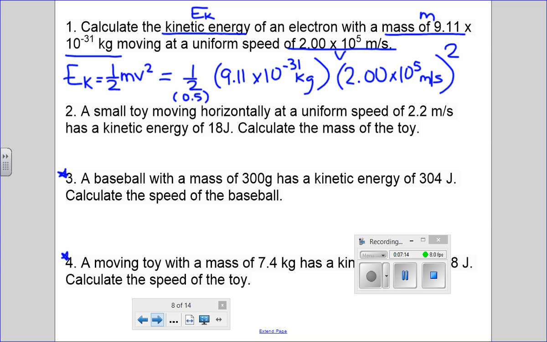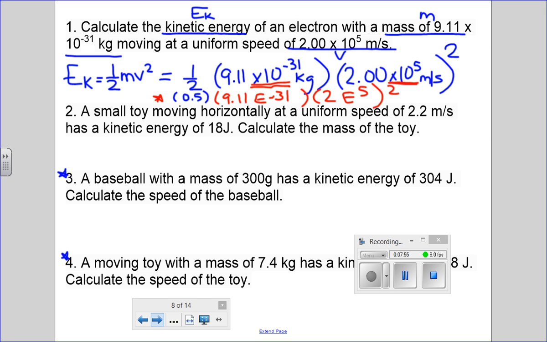So when you type this into your calculator, you really need to be careful when you're using scientific notation. It's a constant struggle, I think, for some people to correctly input this into their calculator. There are a number of ways that you can type it, but the way that I always use, so on the bottom here, this is what I would type in my calculator: 0.5 times 9.11 e negative 31. The e means times 10 to the power of, times 2e5 to the power of 2.